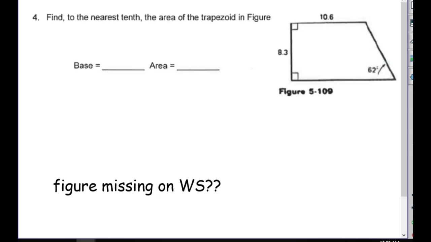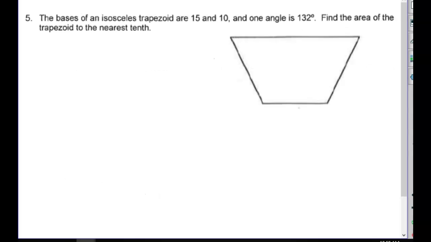This figure is missing, so you can skip this one. 5 wasn't assigned, I think, right? Is it assigned? It's a really nice question if you remember some geometry. If this is an isosceles trapezoid and this angle is 132, does anybody remember how this goes? Yes, it's the supplement, so 48 maybe. And if this base is 10 and the top is 15, does anybody remember what we can do?